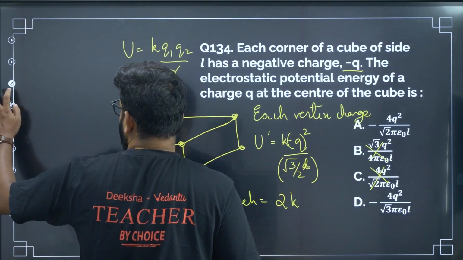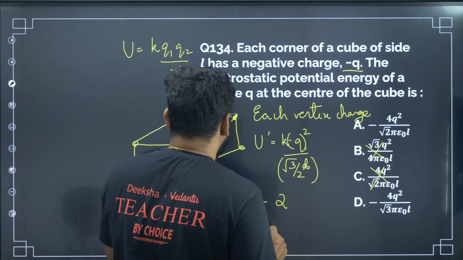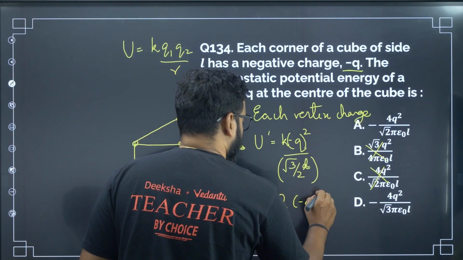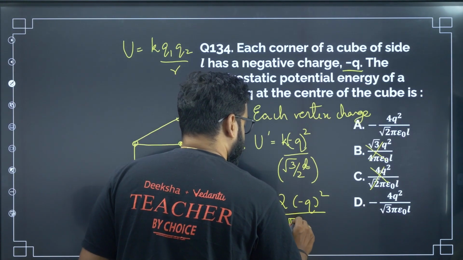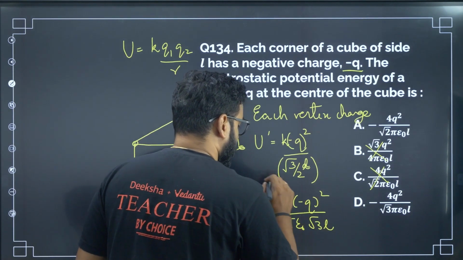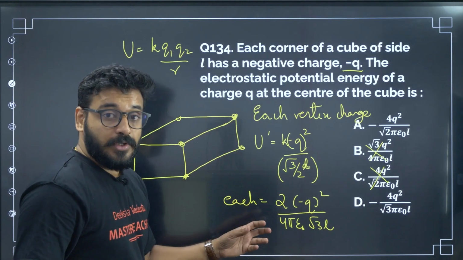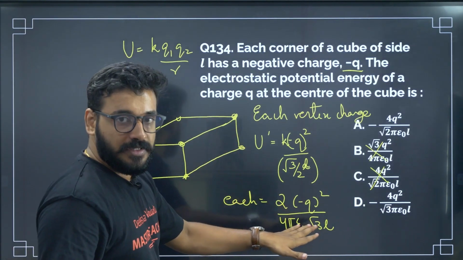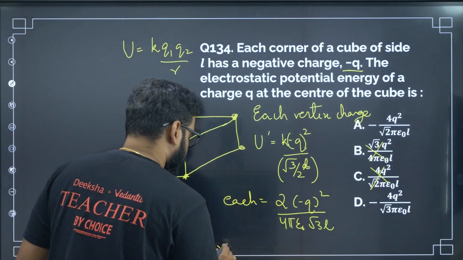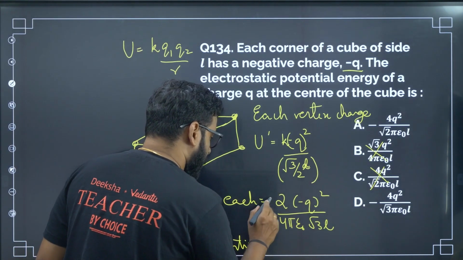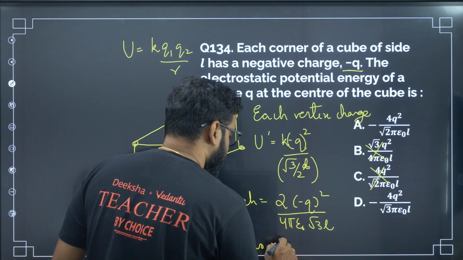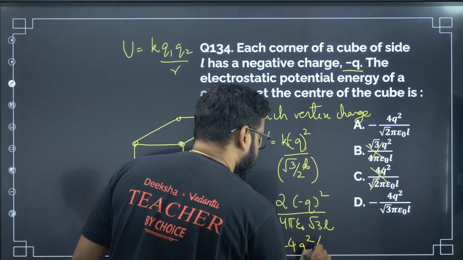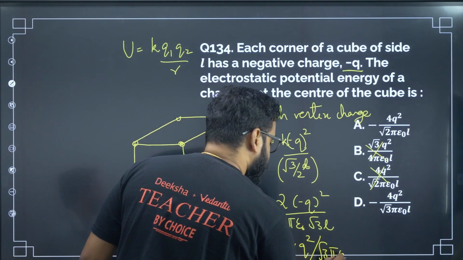So each vertex will have 2kq, or k you can write as 1 by 4 pi epsilon naught, minus q square divided by 4 pi epsilon naught root 3 L. Okay. Now this you have to multiply with 8 because there are 8 vertices. Each vertex will give this much. So multiply this with 8. So you will have 2 to cancel. We will have 4 minus 4 q square whole divided by root 3 pi epsilon naught L.